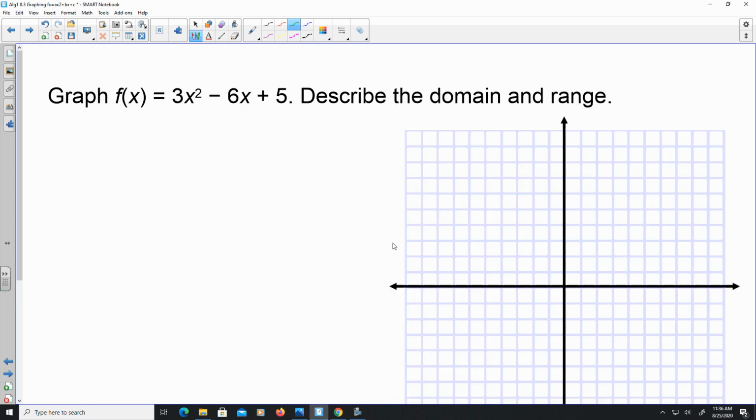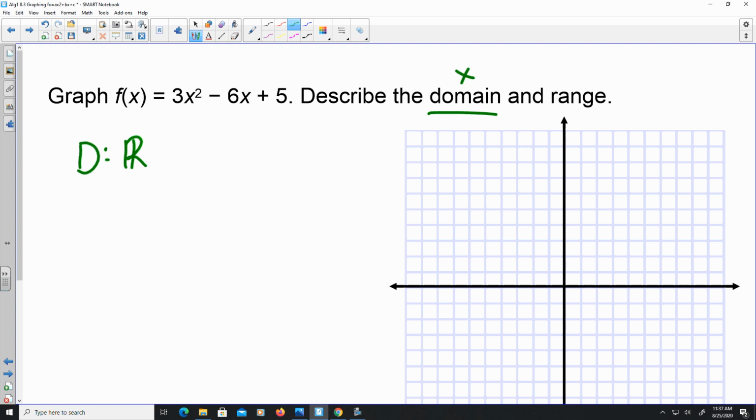Here it's asking you to describe the domain and range of this function, 3x squared minus 6x plus 5. Like I said in previous videos in this chapter, anytime we're dealing with a quadratic, we're dealing with the domain, remember that's the set of x values. Is there an x value that you could not use? The answer is no. So in this case here, my domain is going to be all real numbers.